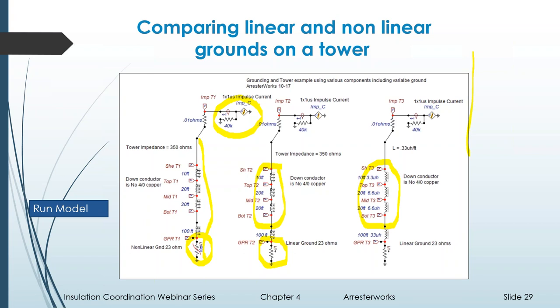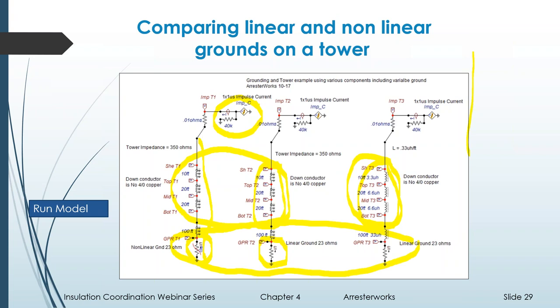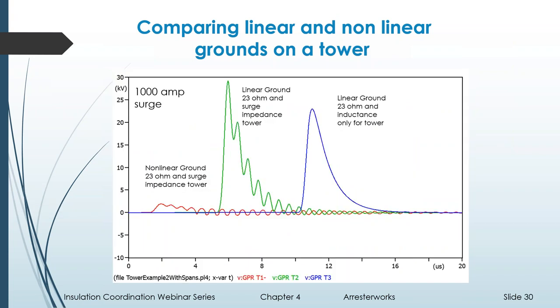It's not really a variable, but there are a couple of different ways of modeling the tower. You can model the tower as an impedance or as an inductance. So this whole model gives you a feel for not only how the resistances can affect your model, but how you model the tower can also affect it. I used a 350 ohm impedance for the tower, and for the inductance, I used the standard 3.3 microhenries per foot, which is what we use for any conductor, whether it's a small or a very large conductor. I think the next slide shows the results of this little study.